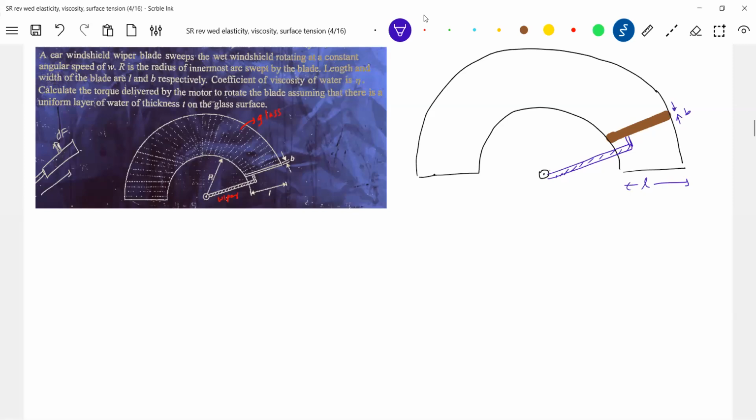Okay, now what is the thing? The engine will exert a force, so I'll write torque due to motor. It will wipe it, no? And there's a glass part. Glass is not that one; everything is glass. There's a wiper area where the wiper will be in contact with the glass, that one.